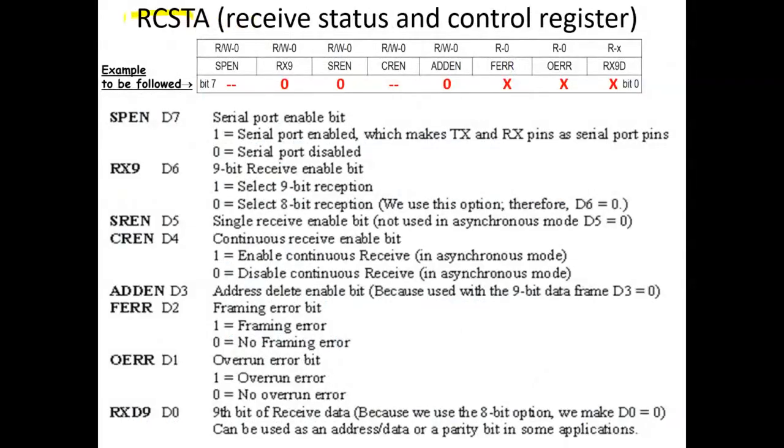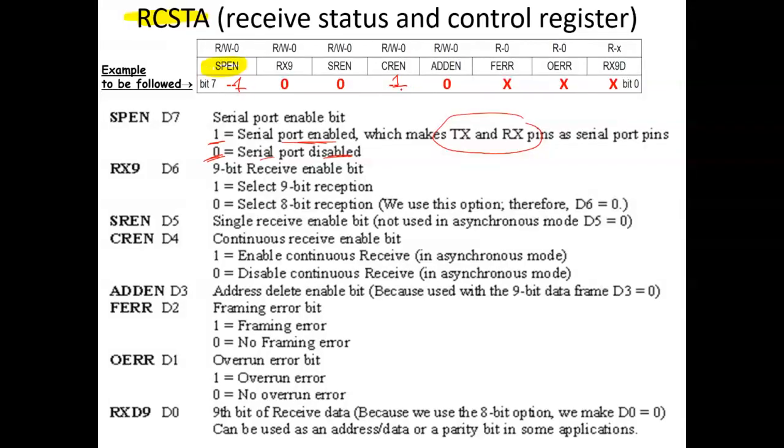Now for the RC status, we need principally this bit, which will enable the serial port. If this bit is 1, the serial port is enabled. Serial port means TX and RX. If this bit is 0, that means the serial port is disabled. You cannot send, you cannot receive. If you are receiving continuously, the CREN bit should be 1.